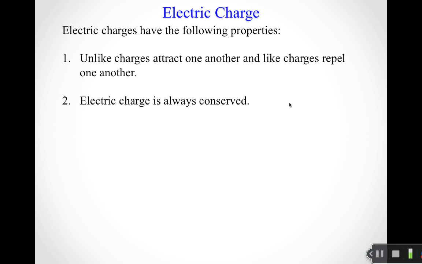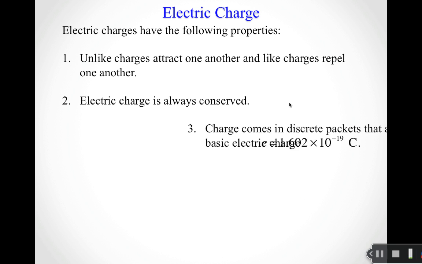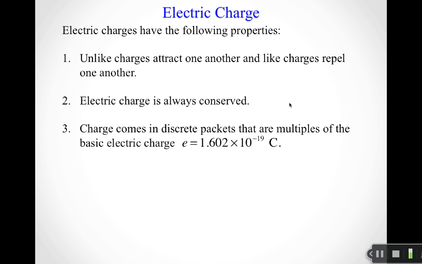What's the next thing we know? Well, electric charge is always conserved. So you can't get rid of charge, right? You can rearrange it, you can change it, but you can't destroy it. And the other thing that's important is we know that charge comes in discrete packets that are multiples of the basic electric charge, e. So our little subscript e, or cursive e, is equal to 1.602 times 10 to the minus 19 coulombs. So the unit of charge is coulombs, that's going to be big C. That's our SI unit for charge.